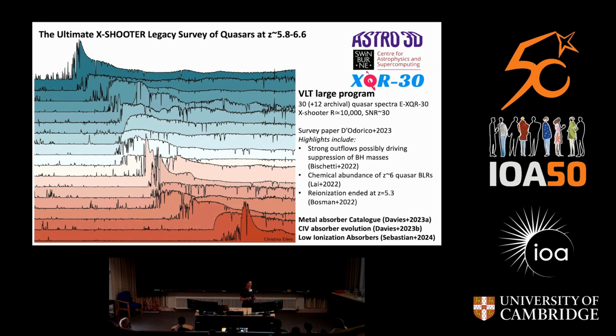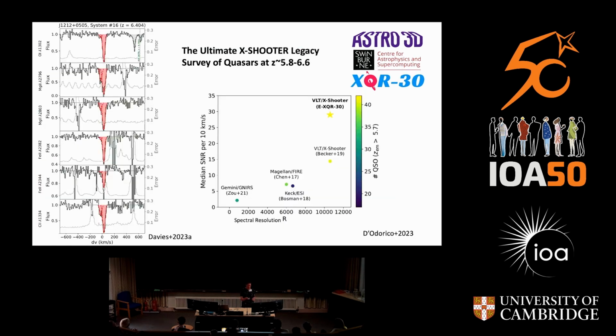Of course, there's many other wonderful things that you can do with the data. So there's other members of the large program who've looked at the black hole masses and, of course, looking at reionization from the Lyman alpha point of view. But my group has been focusing on the metal lines. So this is just showing you that the XQR30 sample gives you many more lines of sight, better resolution and so forth. This is an example of one of our oxygen 1 absorption line systems that is detected in a whole bunch of other elements.